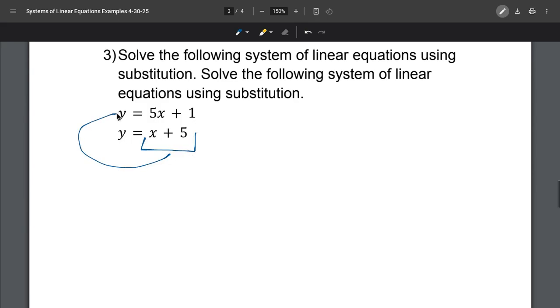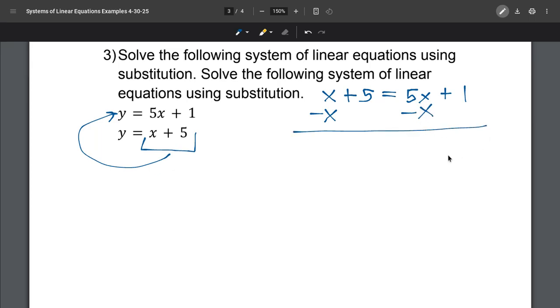Let's take this and put this into here. So let's say x plus 5 equals 5x plus 1. Let's subtract x from both sides. I always like to keep my x's positive. You could subtract 5x from both sides, but then you get a negative 4x. And I don't feel it's good to think negatively about your x. Anyway, so we're going to cancel these out. We're going to get 5 equals 4x plus 1.